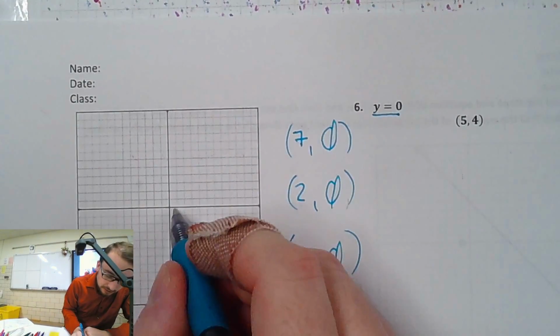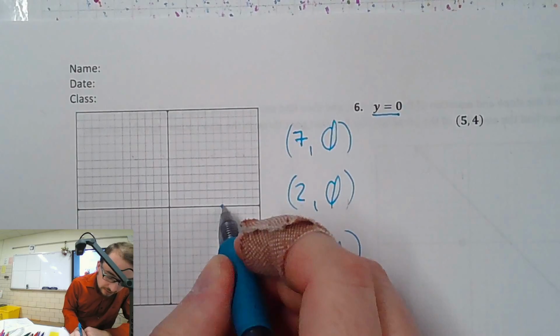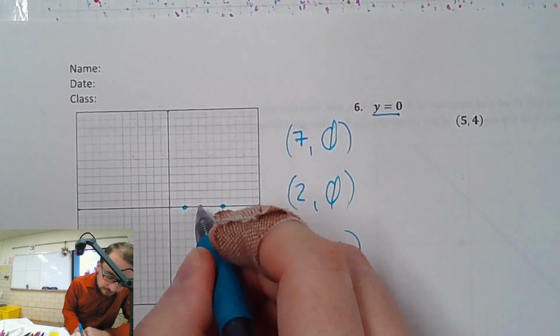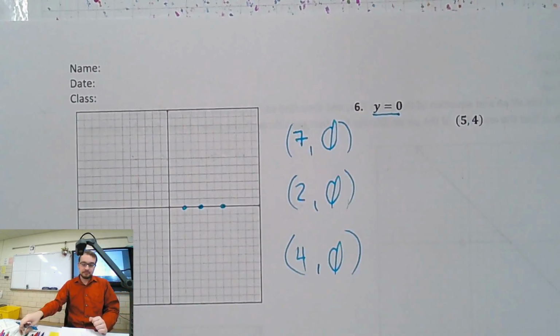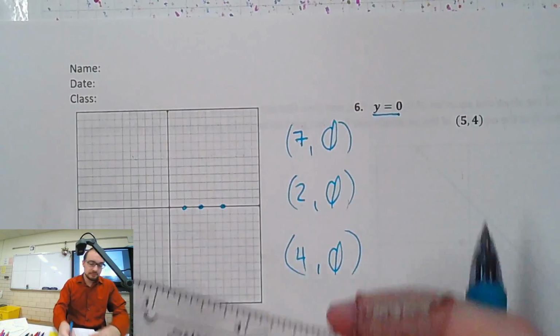So here's 7, 0. 1, 2, 3, 4, 5, 6, 7. Here's 2, 0. Here's 4, 0. What kind of line is that going to make? Straight line. All lines are straight.